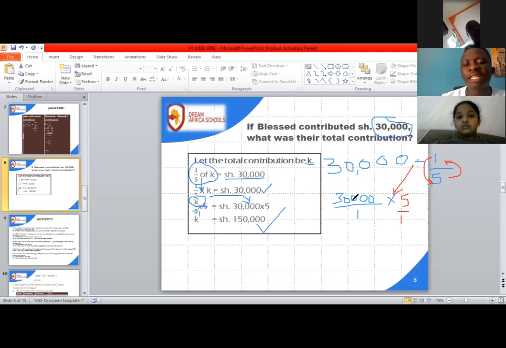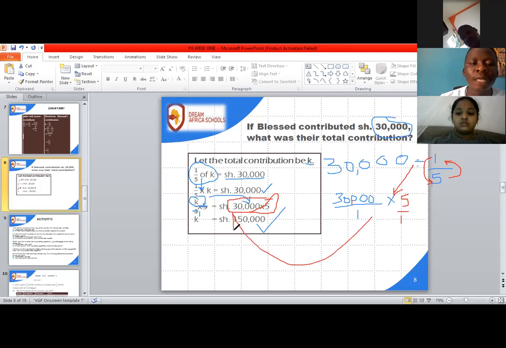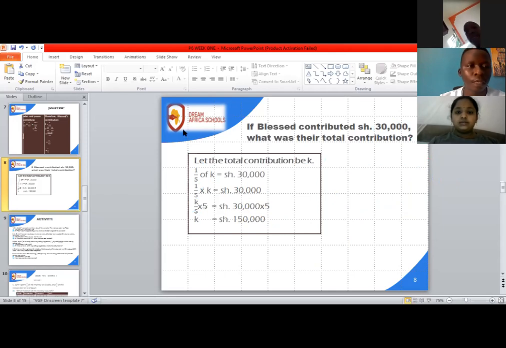Finally, we shall have 30,000 times 5. And you realize that it is similar to this step here. 30,000 times 5. And when you multiply it, you still get the same answer of 150,000.